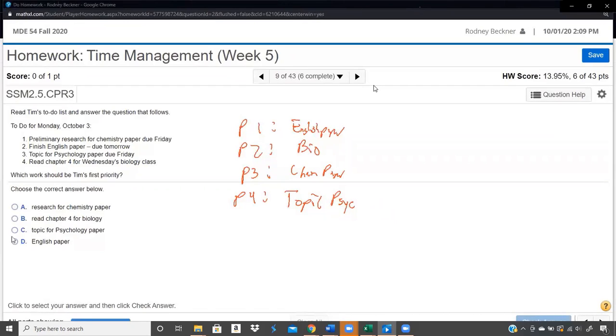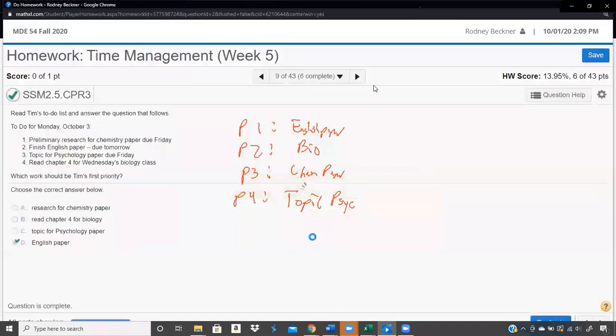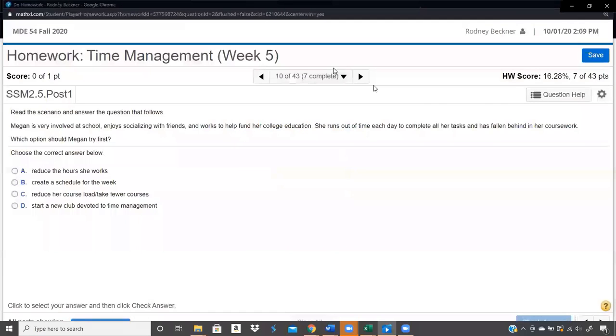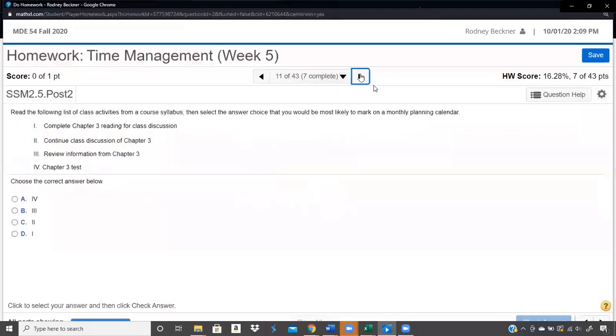All right. So we said the English paper is highest priority, and they agree. Let me annotate, clear the screen. There we go.